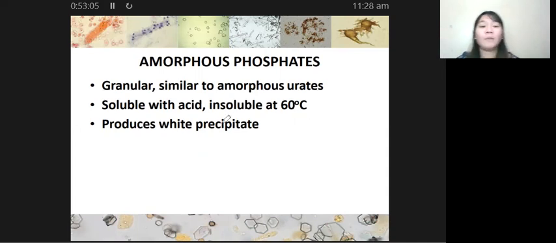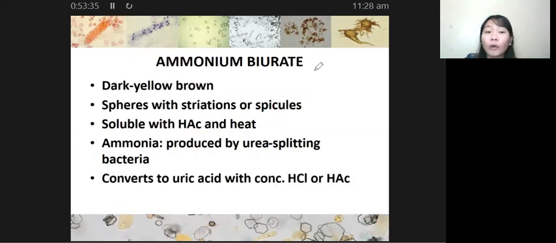Okay, so granular in appearance, similar to your amorphous urates. Okay, so it is soluble with acid and insoluble at 60 degrees Celsius as compared to the solubility characteristics of your amorphous urates. Okay, and apart from that, the color of the precipitate that is produced, we have white precipitates. Okay, white precipitate po yan sa ating amorphous phosphates. Okay, so another, we have your ammonium biurate.